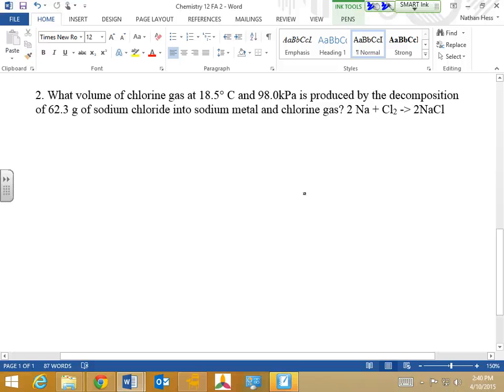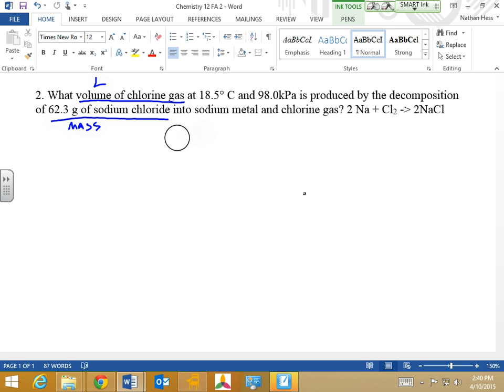Okay, friends, this time we're going from grams of sodium chloride to volume of chlorine gas. Volume is liters, grams is mass. So we're going from 62.3 grams of NaCl, sodium chloride, to a questionable number of liters of Cl2.